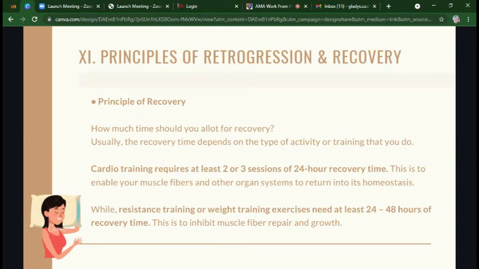While resistance training or weight training exercise needs at least 24 to 48 hours of recovery time, for us to allow muscle fiber repair and growth in our body.